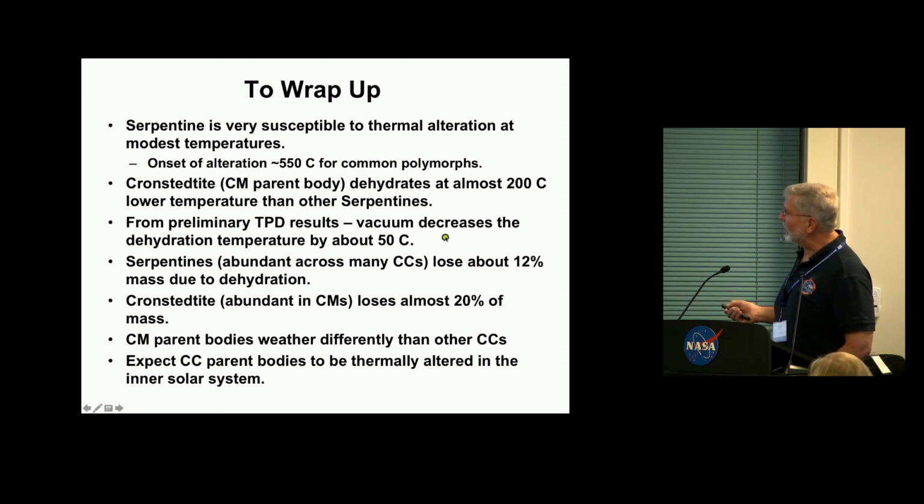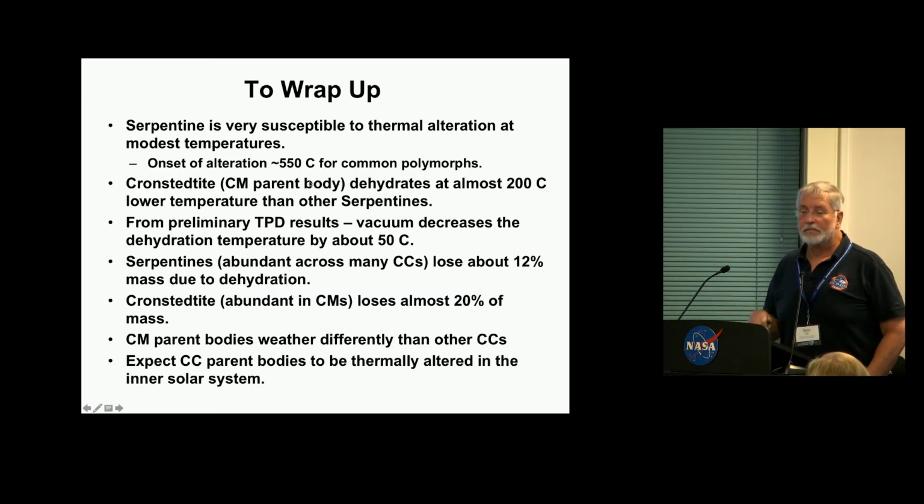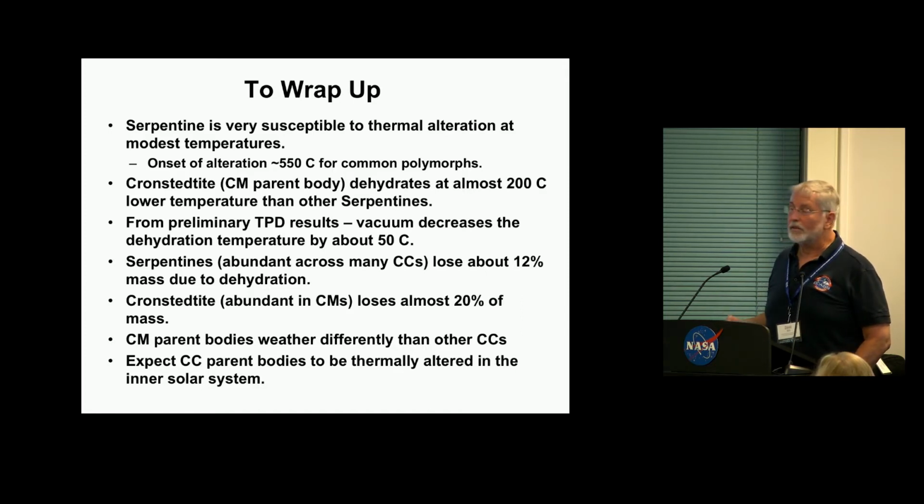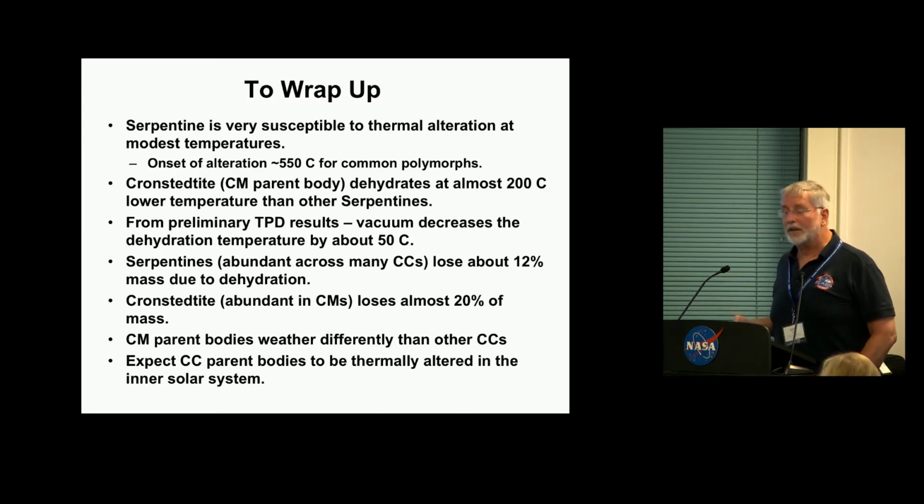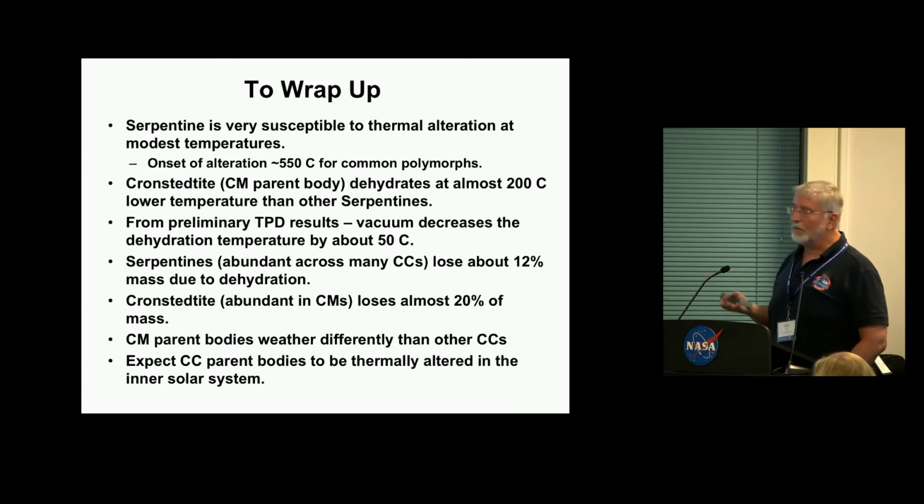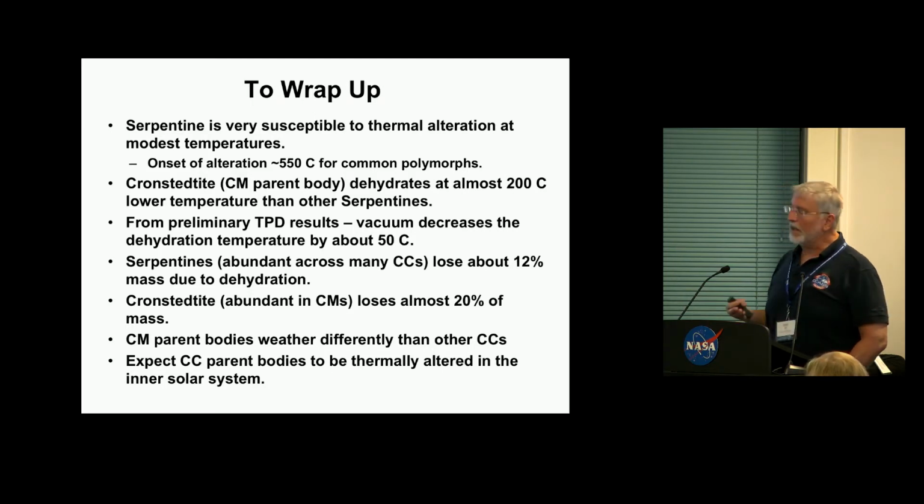The iron-rich serpentines, which might be the CM carbonaceous chondrites, are dominated by Cronstedtite. And their dehydration temperatures are a lot lower than the other serpentines, 200 degrees C. Vacuum has an effect, and that decreases dehydration temperatures. You get different mass losses depending upon the crystal, the mineralogy. But the bottom line is that CM parent bodies are going to weather differently than other volatile-rich carbonaceous chondrites.